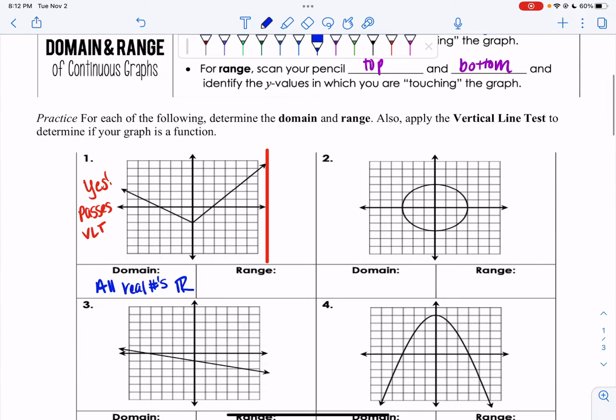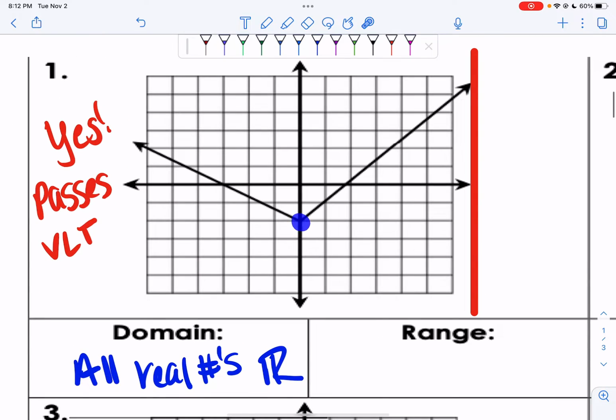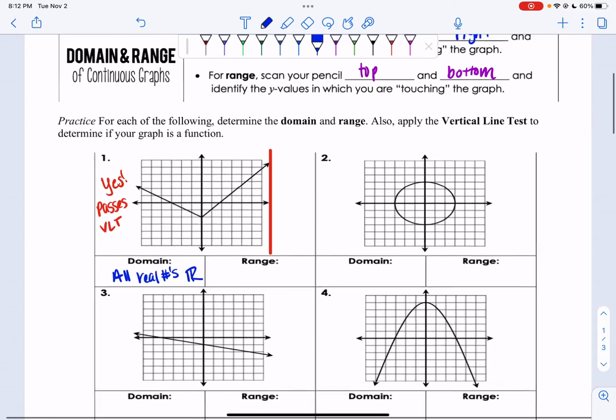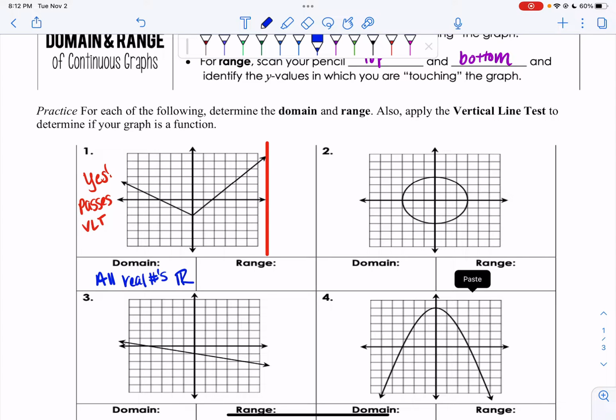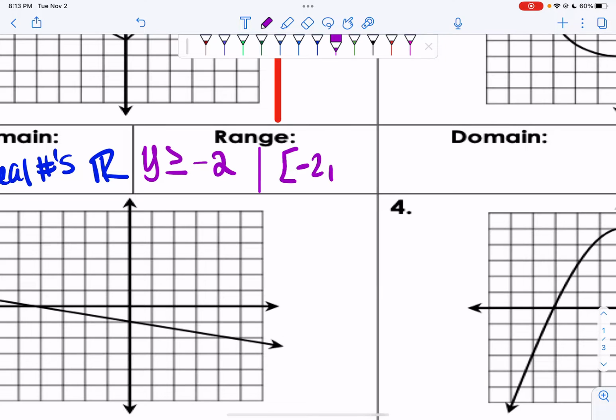Now your range, we just said, you scan your pencil from top to bottom. So I'm going to use my laser pointer as my pencil. I don't hit my graph, don't hit my graph, don't hit my graph, and I hit it right here. So we want to know what our lowest y value is. Well, our lowest y value is -2. So I can write my range as y is greater than or equal to -2. And if I want to write this in interval notation, I can write this as -2 to infinity.